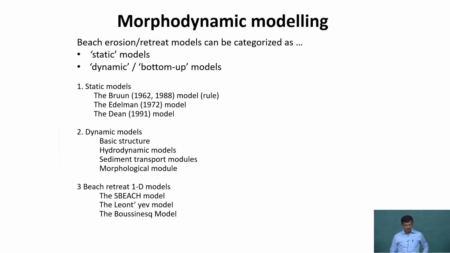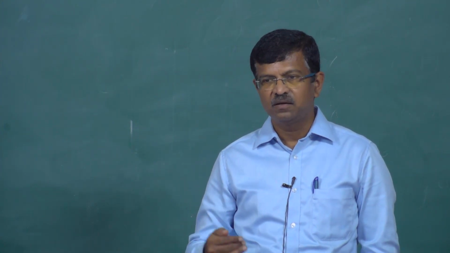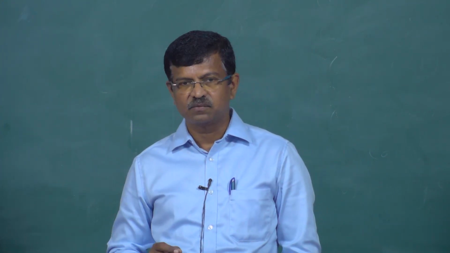Next, coming to the morphodynamic model, there are broadly two categories, static and dynamic. The so called Bruun model or the Bruun rule is very commonly adopted. Because the Bruun rule has had so many modifications over the years, and it can be applied provided you understand each and every parameter of the Bruun rule.